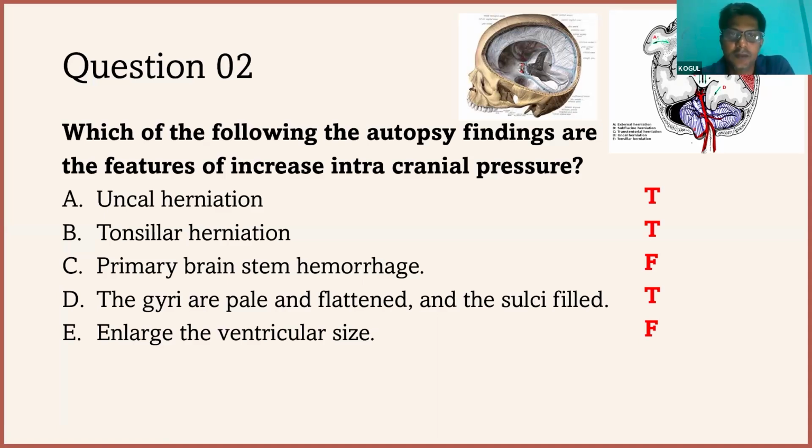Then, the gyri are pale and flattened and the sulci are filled. That is one of the features of edema of the brain. Whatever the hemorrhage is, whatever the trauma is, the brain gets damaged. So there are acute inflammatory changes, and like other organs, the brain also gets into brain edema. During brain edema, what will happen? The surface of the gyri gets flattened and the sulci get narrow. So these are the features of brain edema, and the intracranial pressure will also be high.